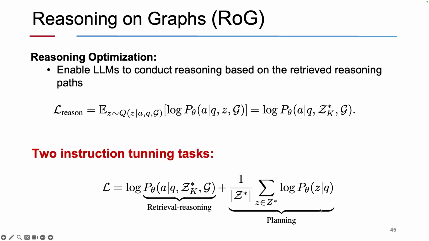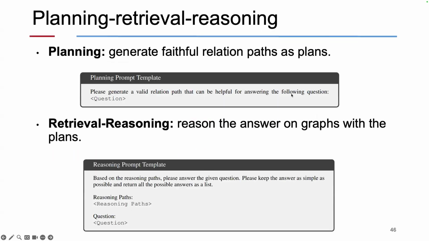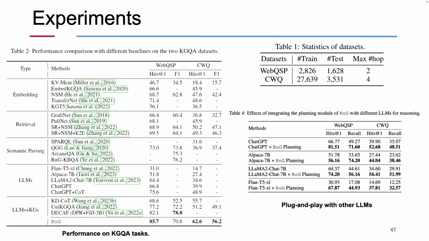The first one is, given the question, generate the plans correctly. And the second one is, given the final reasoning path and the question, generate the answer correctly. So our model is simultaneously trained with these two objectives, and we just utilize two prompts to do the supervised fine tuning. Yeah, so the results are actually quite interesting.